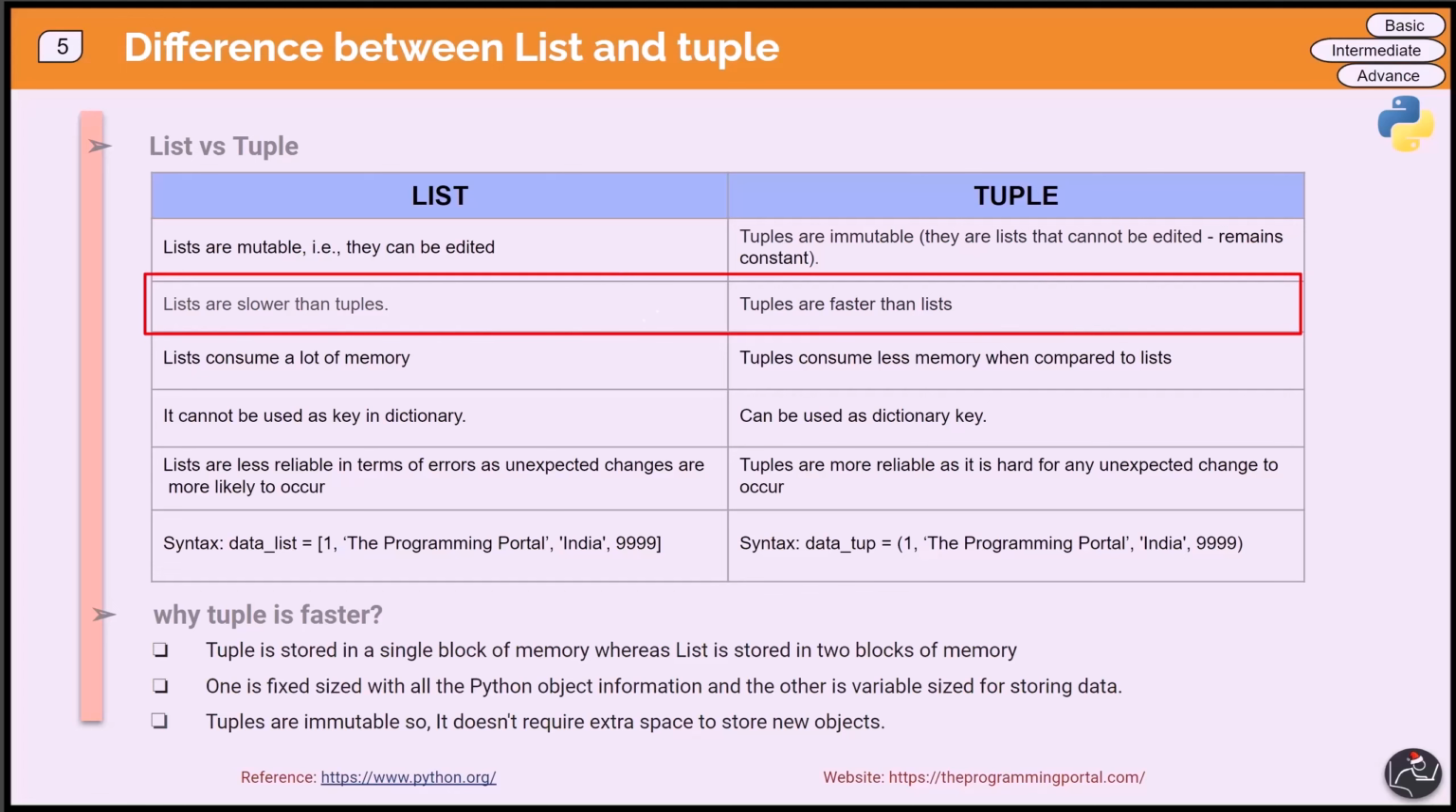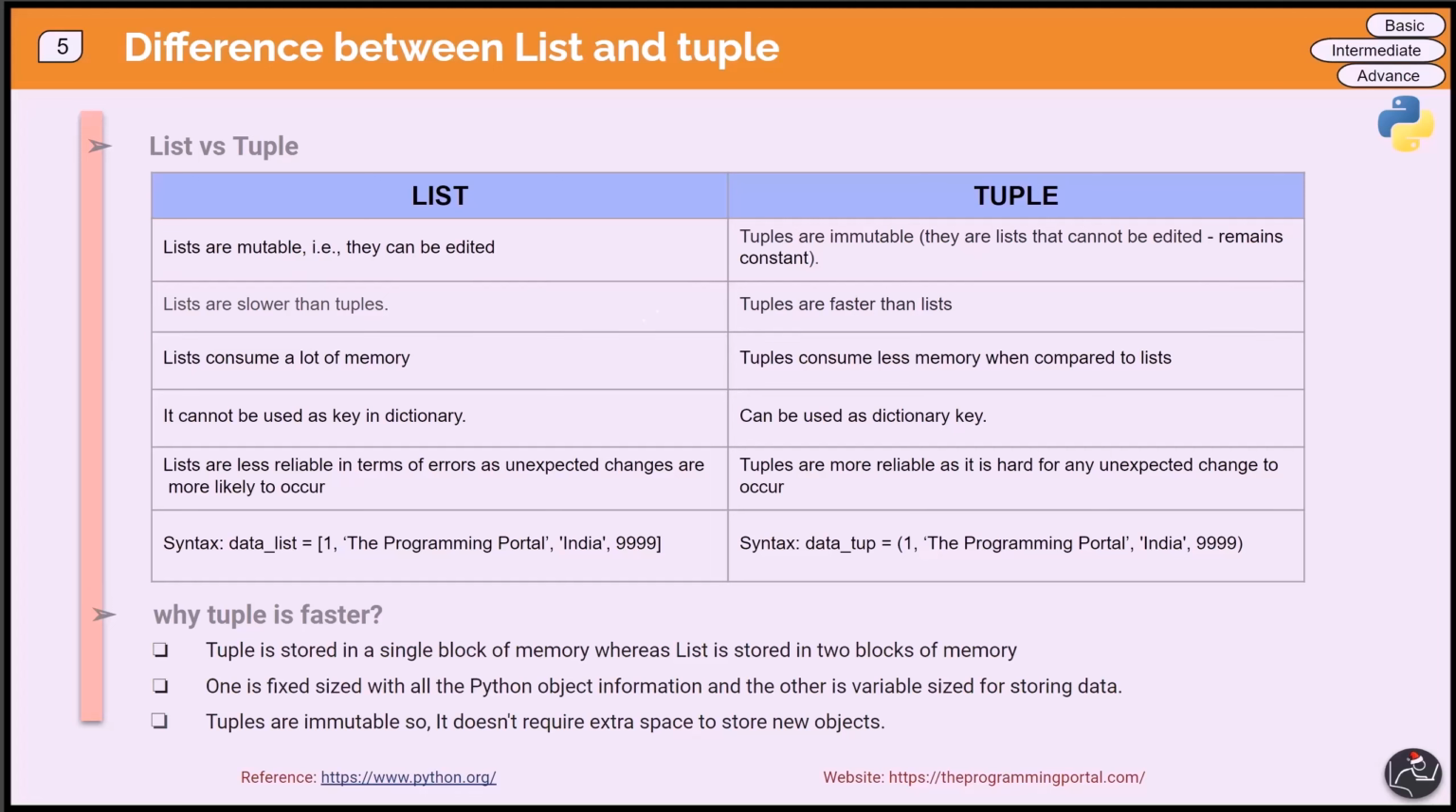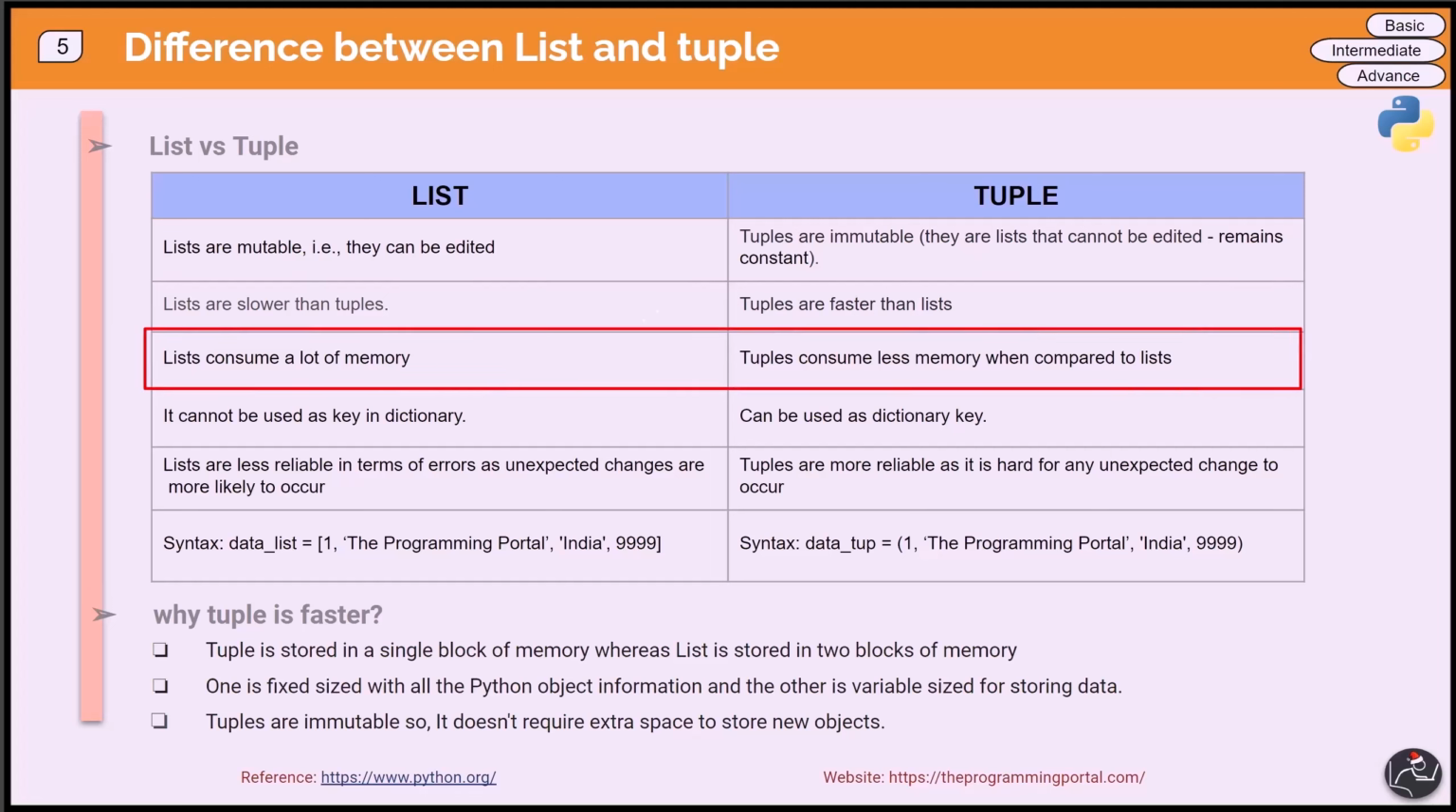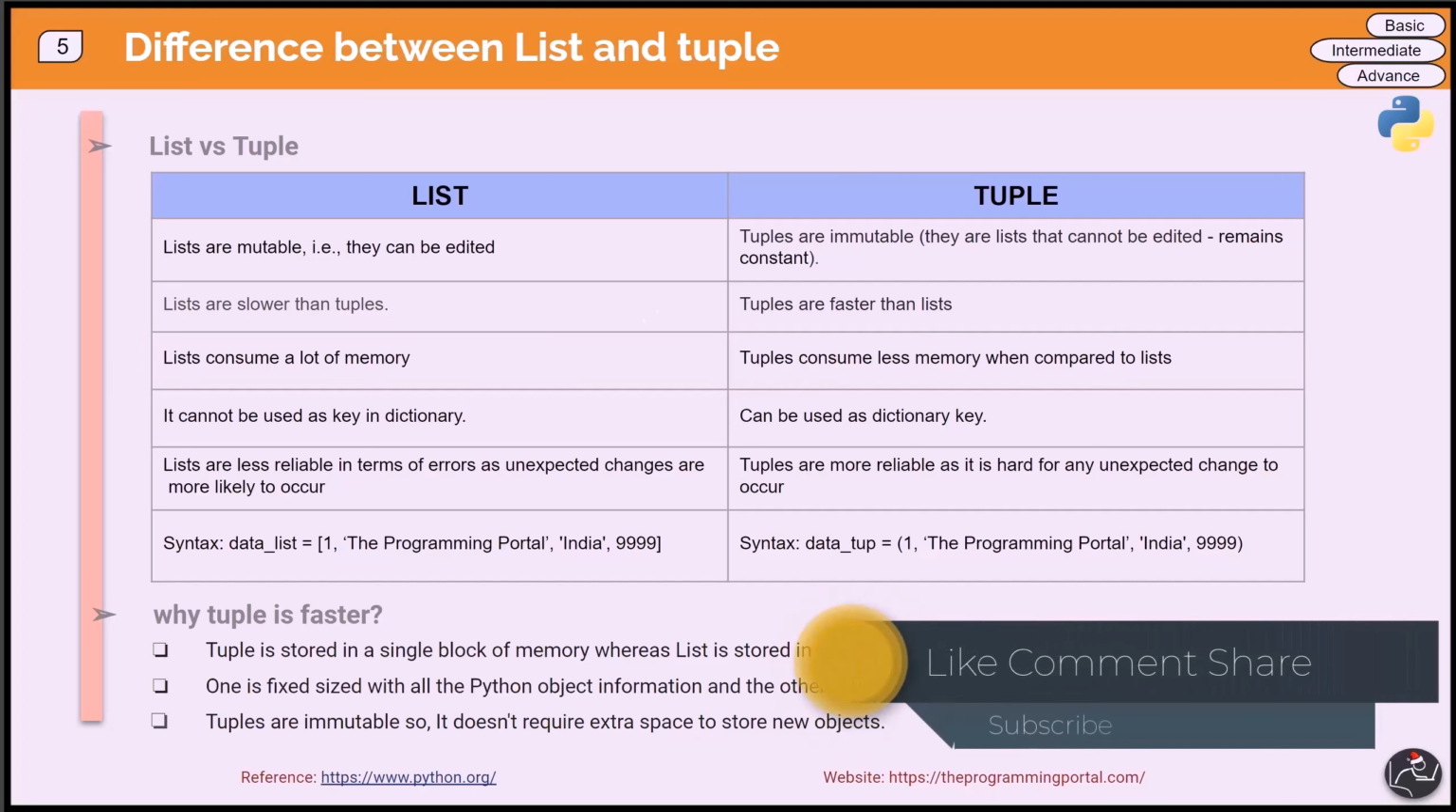We will see why it is faster in a couple of minutes. List consumes more memory than tuple. This is our third difference. Sometimes a why question can be asked here, means why list consumes more memory. As we know now, lists are mutable, means it can be edited.